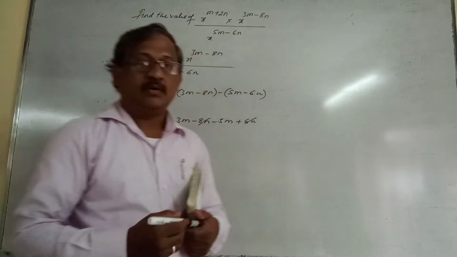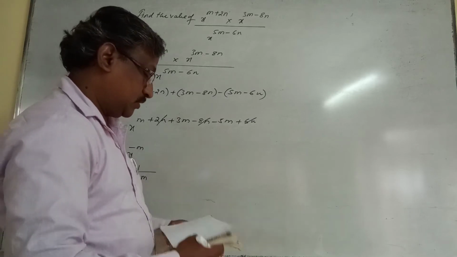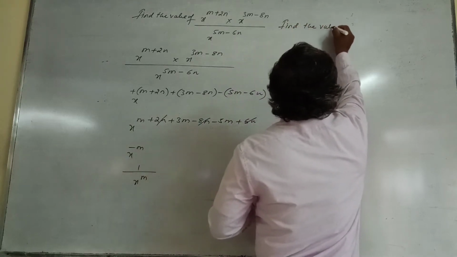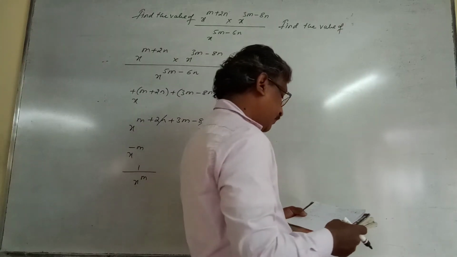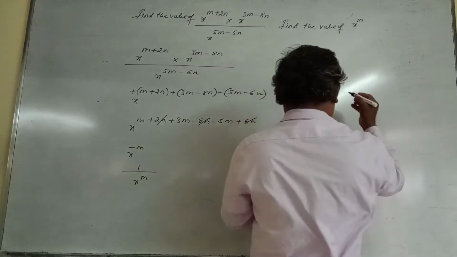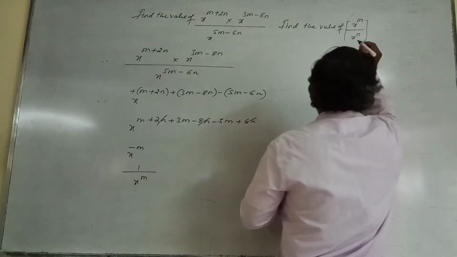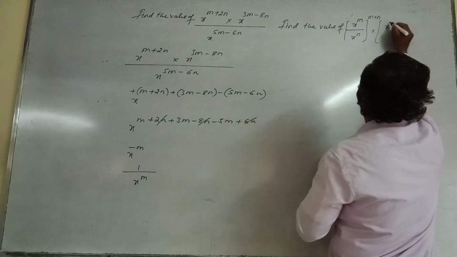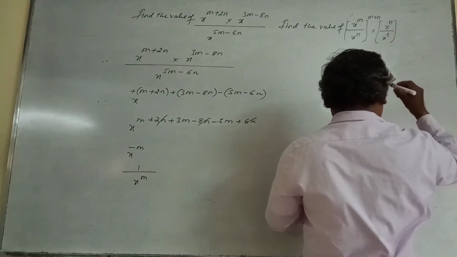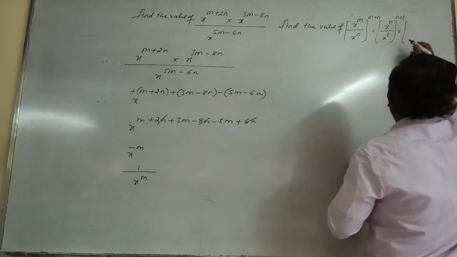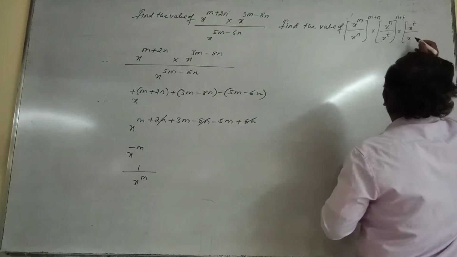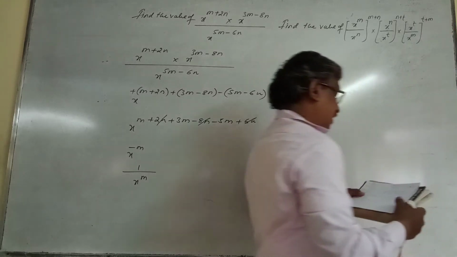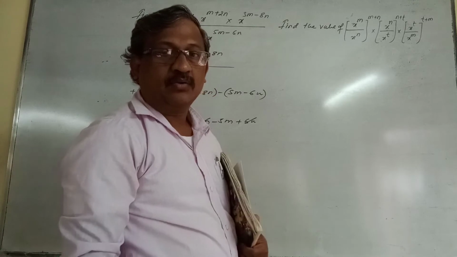Or let's have one more sum on these indices. So the question is, find the value of (x^m / x^n)^(m+n) multiplied by (x^n / x^t)^(n+t) multiplied by (x^t / x^m)^(t+m). Clear? So you have to find out the value of this.